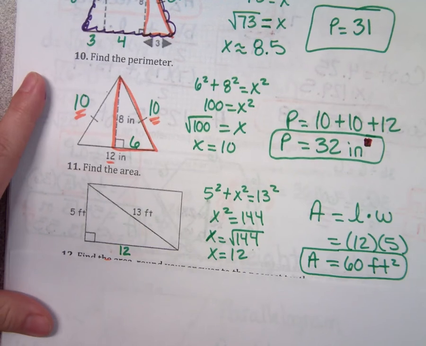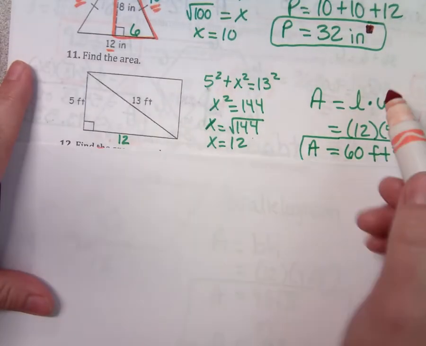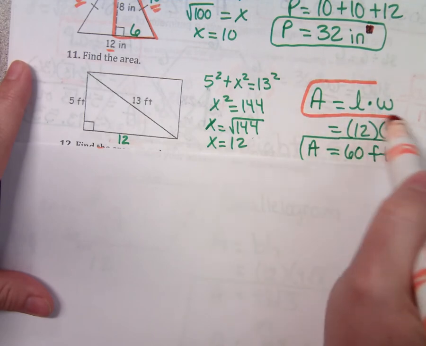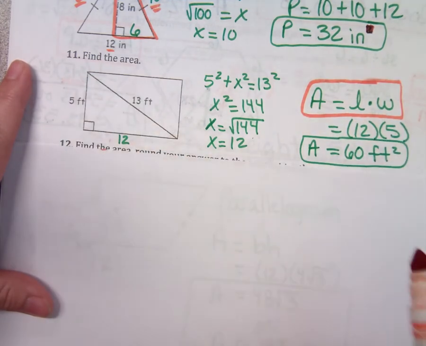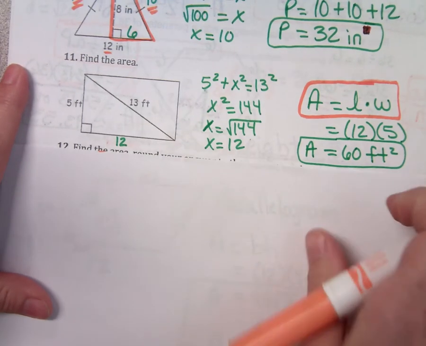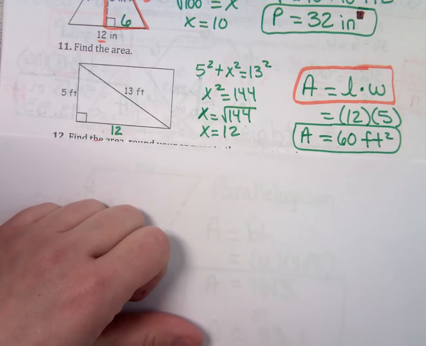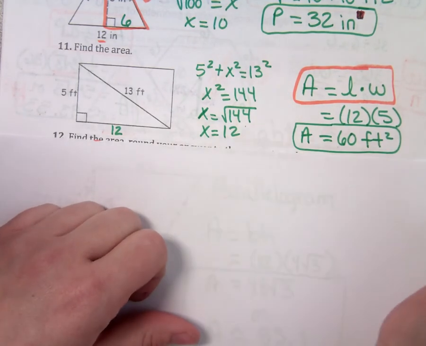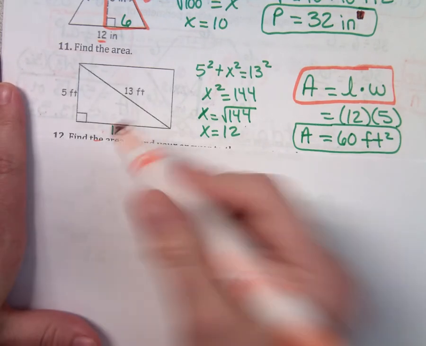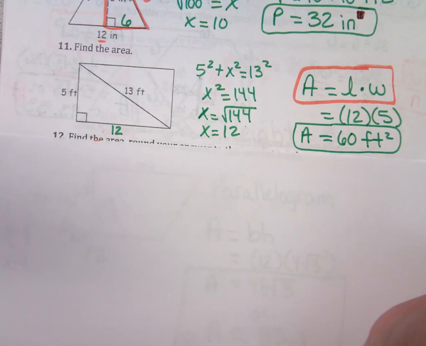Okay, this one I had to find the length of this bottom piece because area of a rectangle is length times width. And I did Pythagorean theorem, but you might have recognized that this was a 5, 12, 13 triangle. And if you did, wonderful. You don't have to go through all of this mess. And then area of a rectangle is just length times width. So 12 times 5. Fairly easy.